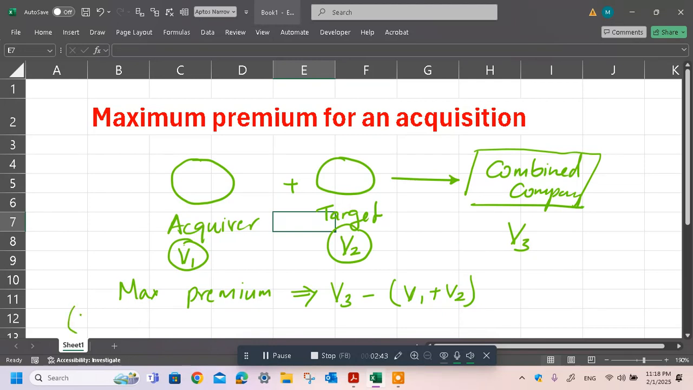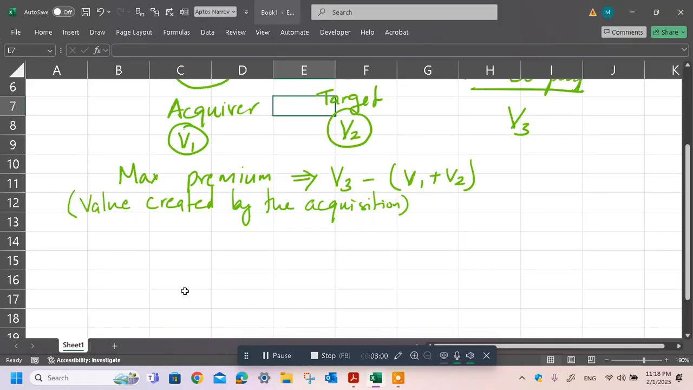Another term for that is value created by the acquisition. This is the maximum premium. Sometimes they ask what could be the maximum price for this acquisition. That's very simple. Find the combined company's value, subtract the acquirer's value. The difference is what you call the maximum price. Here we say premium, here we say price.